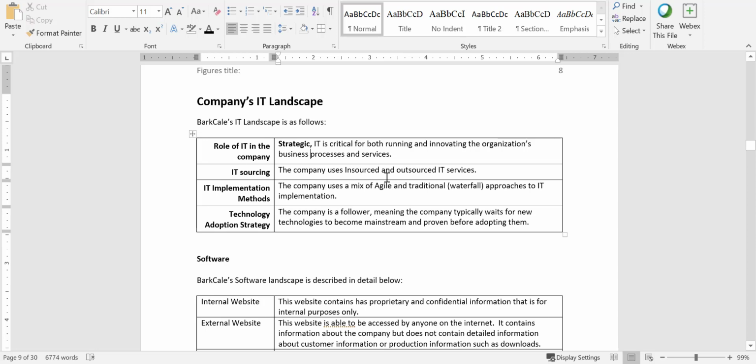Barclay uses both insourced and outsourced IT services. That's really important when we're developing those policies, processes, and controls, because our outsourced IT services also need to be in alignment with our company's values and our policies that we want to adhere to. They use a mix of agile and traditional waterfall approaches. It depends upon what system they're using. And the company is a follower. They're not somebody who's going to be out there adopting the new technologies that are out there. They're going to wait to see how things are playing out in the industry before they become an adopter of any new technologies that are out there.